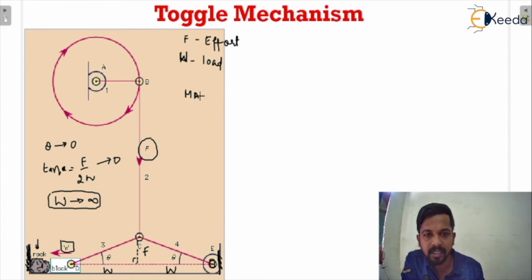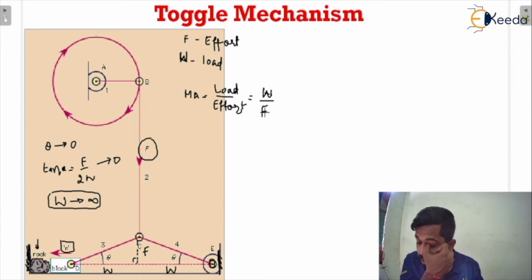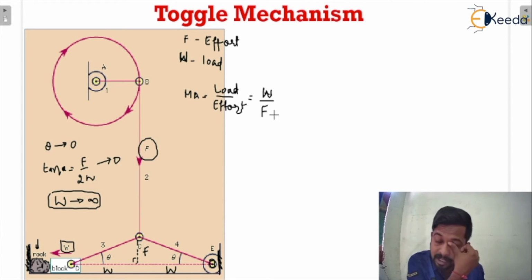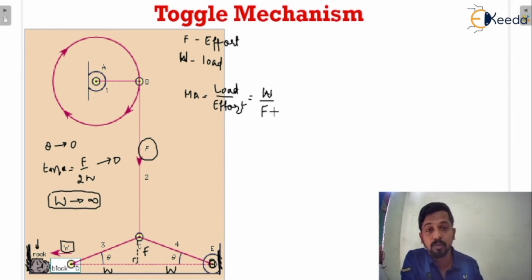Means what? Mechanical advantage we are studying. Mechanical advantage is load upon effort, and load upon effort means load is basically W upon effort, that is F. You can also learn mechanical advantage like that, force output upon force input. We already studied mechanical advantage like that, force output upon force input. So what is the output here? Output is load. Okay, and what is input here? The input is the effort that we are going to apply.